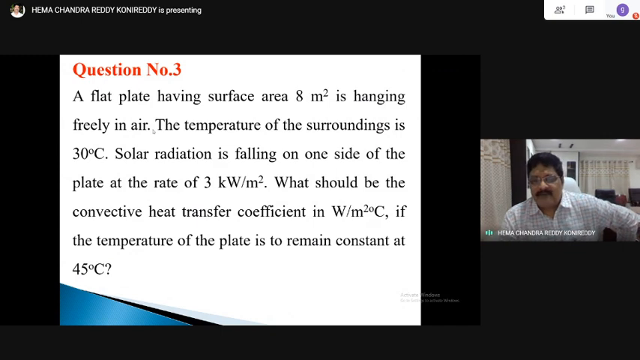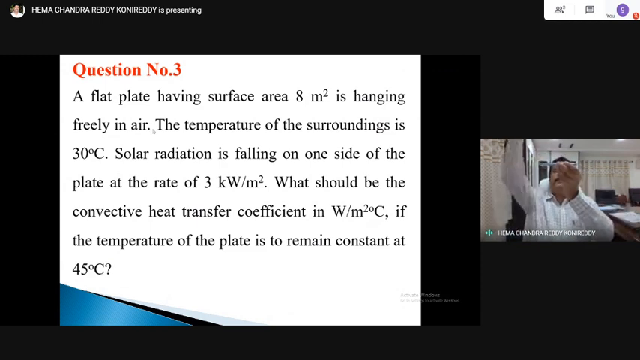So, surrounding temperature is 30 degrees centigrade, plate temperature is 45 degrees centigrade, plate area is 8 meter square, it is horizontal, right? And what is happening? On top of it, solar radiation is falling, the sun is throwing radiation onto it, and how much is falling? 3 kilowatts per meter square. What is the total heat falling because of solar radiation?